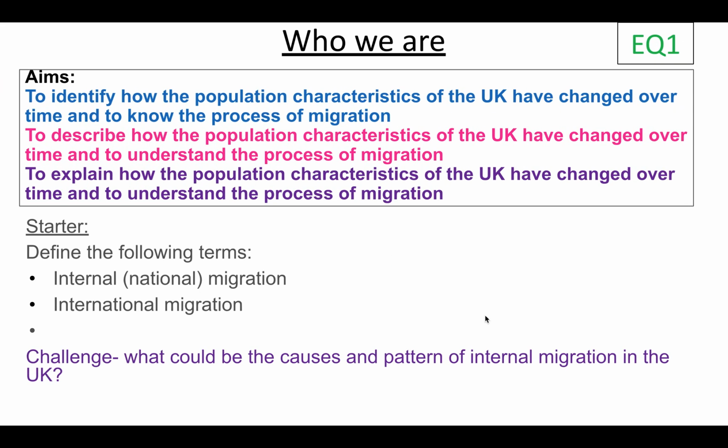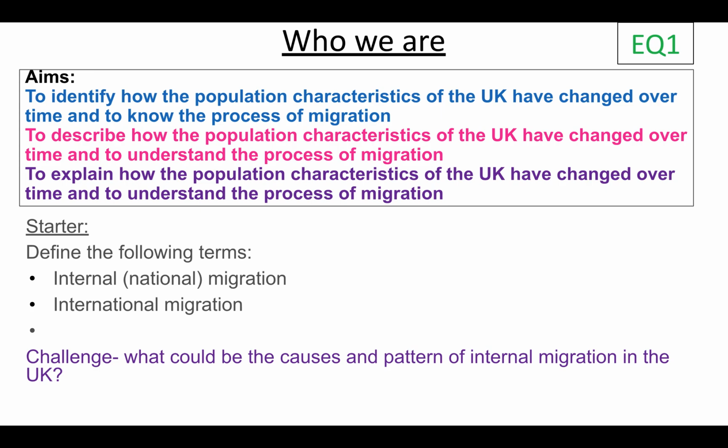We're looking at who we are, and we're going to be looking at the population characteristics of the UK and thinking about how they've changed over time to understand the process of migration. Before we get started, can you please define both internal or national migration and international migration? What do you think the differences are? What even may be some of the reasons that people migrate? Write the definitions on your worksheet, please.